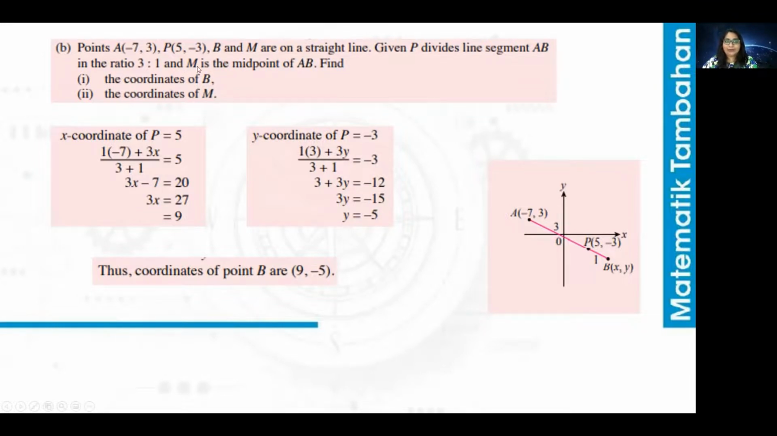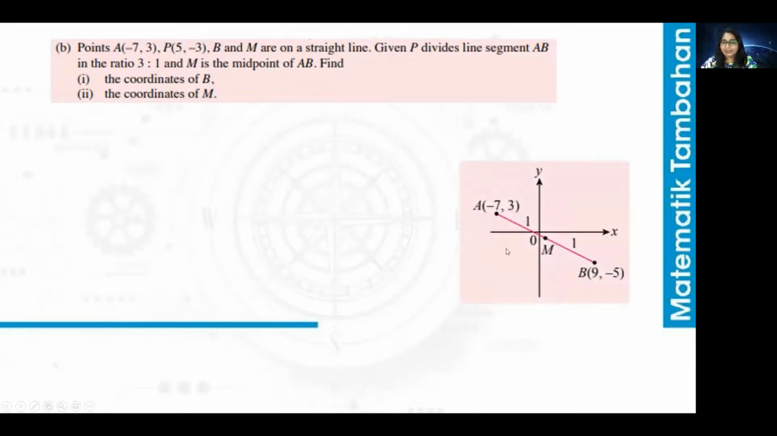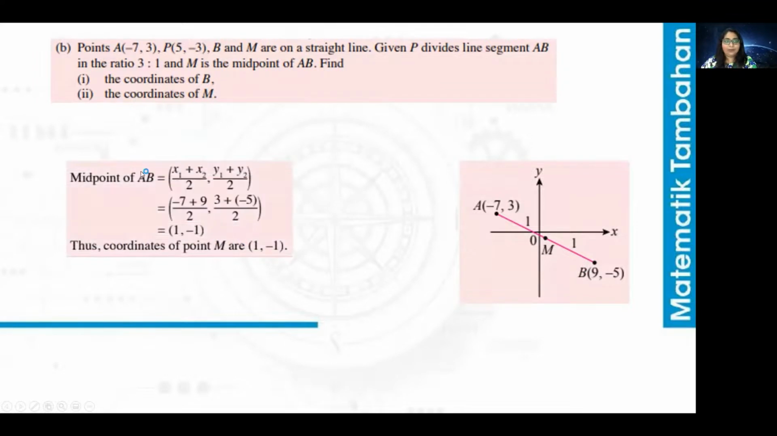All right, so now that we are done with the coordinates of point B, let's look at the coordinates of point M. You know that M is the midpoint of AB, so again, let's sketch the line segment AB and place M in the middle. Midpoint means your ratio is 1:1. Now, how to find the coordinates of M? We will be using the formula for midpoint. So you know that the midpoint of AB is ((x1 plus x2) over 2, (y1 plus y2) over 2). Substituting your x1 and x2, we get the coordinates of point M, the midpoint of line segment AB, is (1, -1).